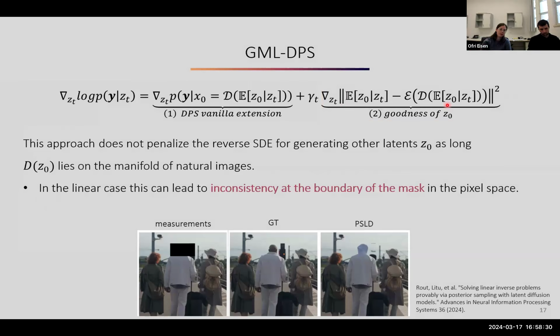Okay. This approach, on the other hand, does not penalize reverse SDEs for generating other latents as long as they lie on the manifold of natural images. In the linear case, which is what this paper focused on, this can lead to inconsistency at the boundary of the mask. If you think of this image, inconsistency at the boundary of the mask means that the image inside doesn't fully adjust to the ground truth image.